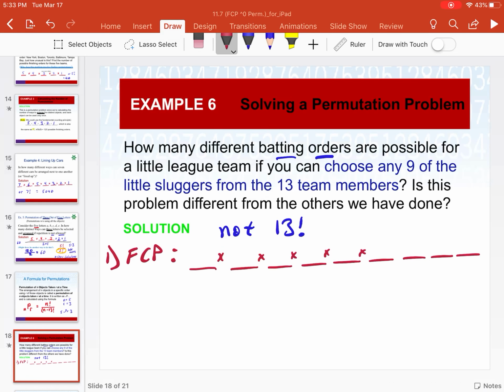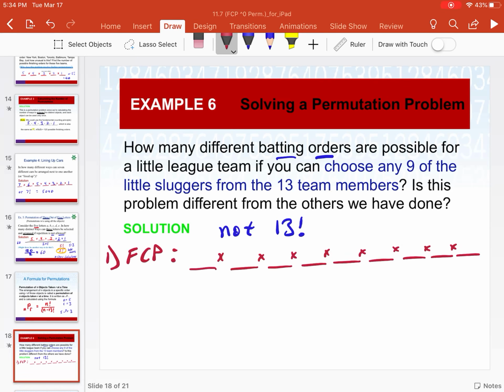And that makes up one batting order. So all of these are successive, okay? Now, if we're going to do it this way, how many choices do I have for leadoff, or the first spot in the batting order?